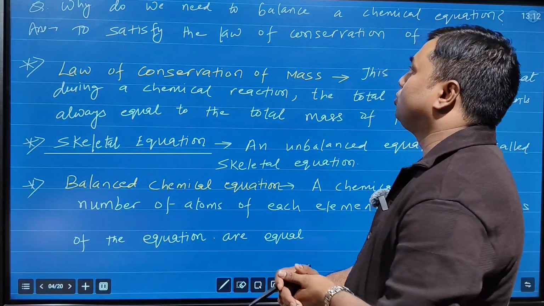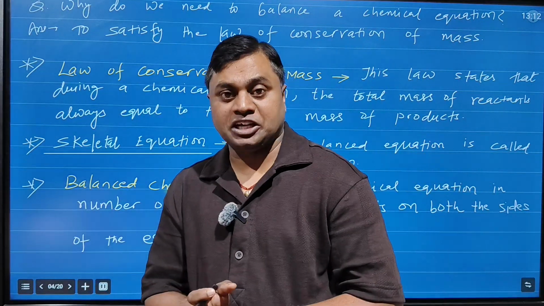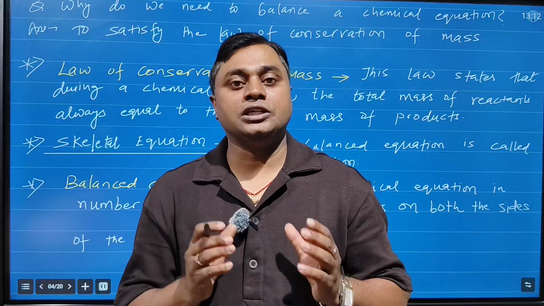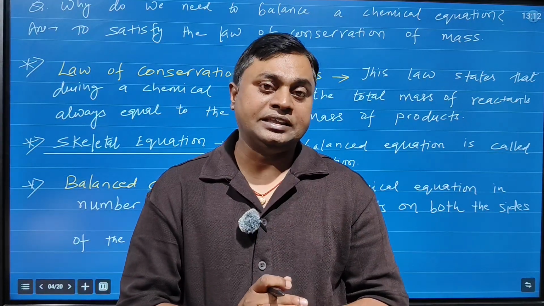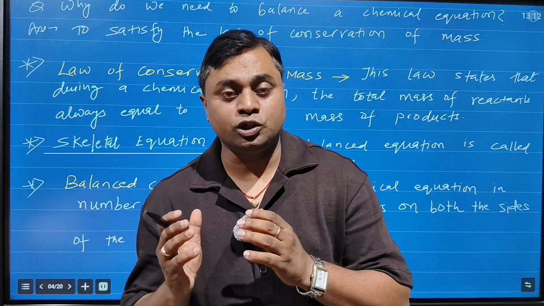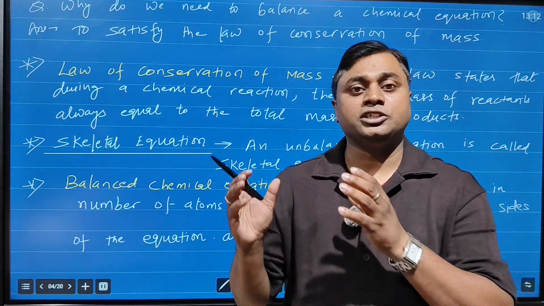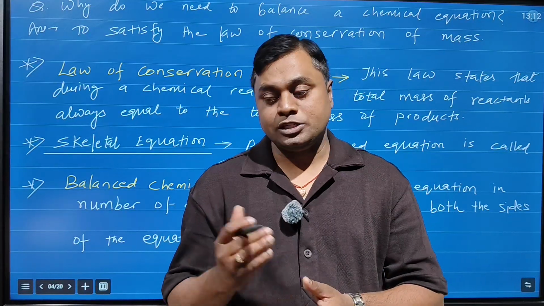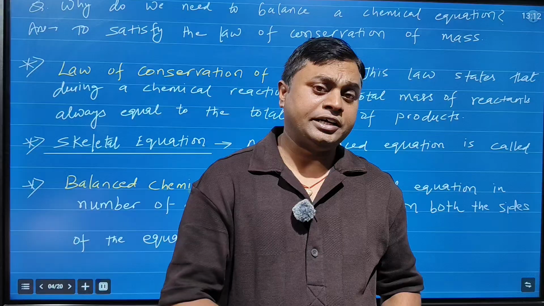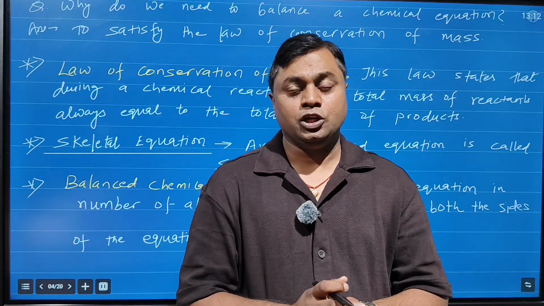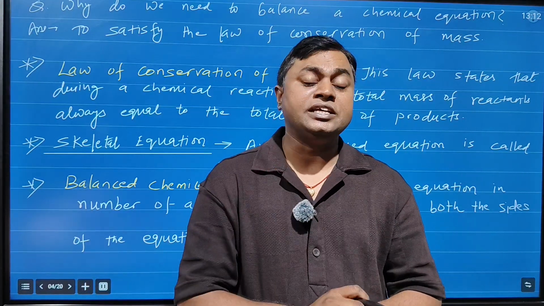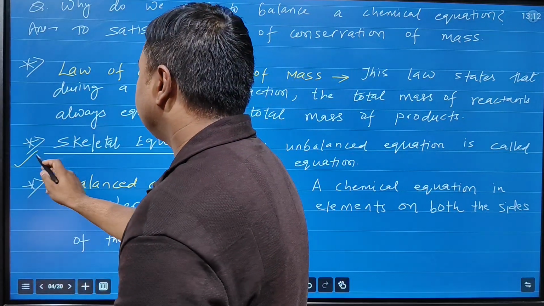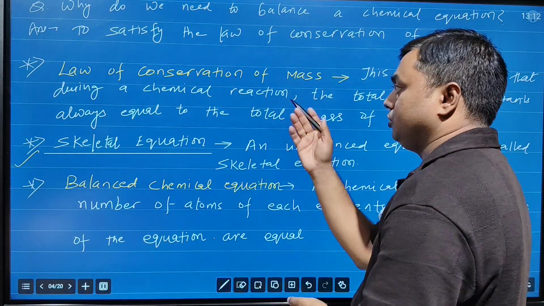Now they are asking one question: why do we need to balance a chemical reaction? Okay, we need to balance a chemical reaction to satisfy the law of conservation of mass. This we have learnt in the 9th grade. What is the law of conservation of mass? According to this law, during a chemical reaction, the masses of the reactants are always equal to the masses of the products. Or in simple words, we can say mass can neither be created nor be destroyed during a chemical reaction. To satisfy this law only, we have to balance the chemical reaction. This question may be asked for 1 to 2 marks. Okay. So the law of conservation of mass definition you can see.